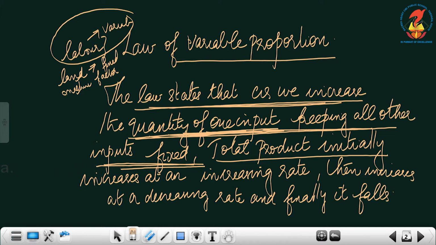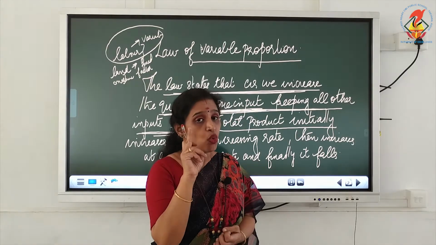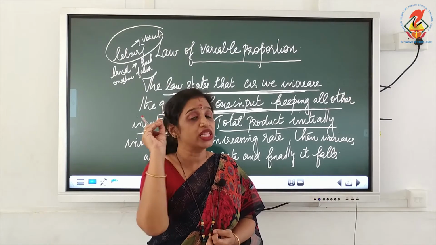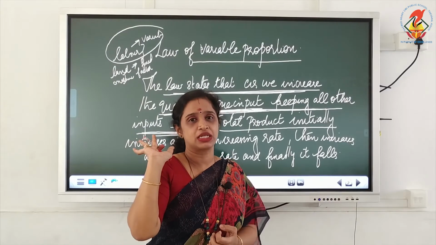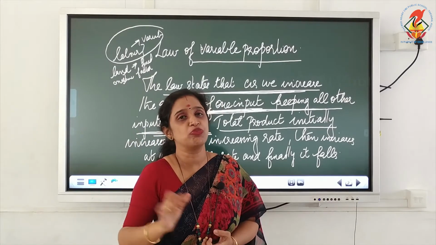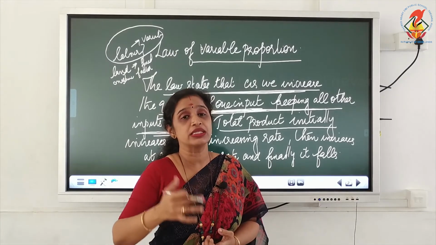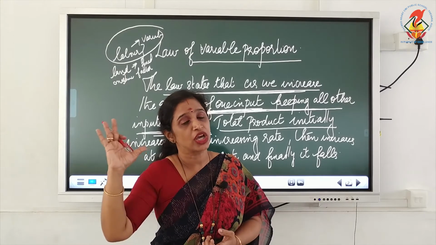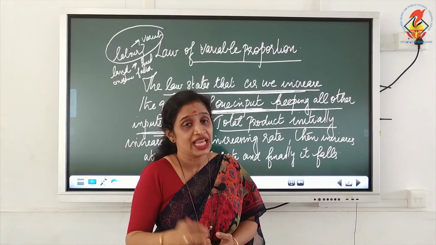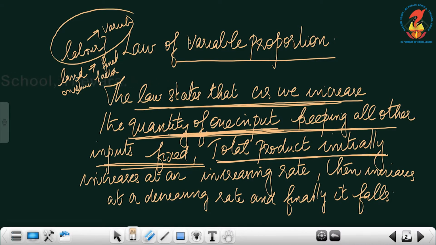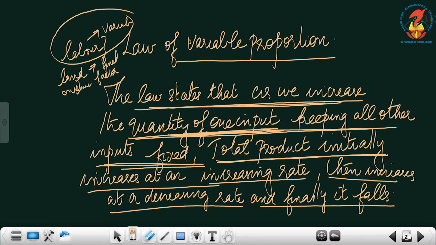This is a situation in which we keep all other factors constant and change one variable input. All other factors which are kept constant are fixed factors like machines and land. Which is the only factor that we are going to change here? Labor. We go on increasing the quantity of labor and try to keep all other factors constant. In that situation, what happens to total productivity? The total productivity initially increases at an increasing rate, then increases at a decreasing rate, and finally it falls.